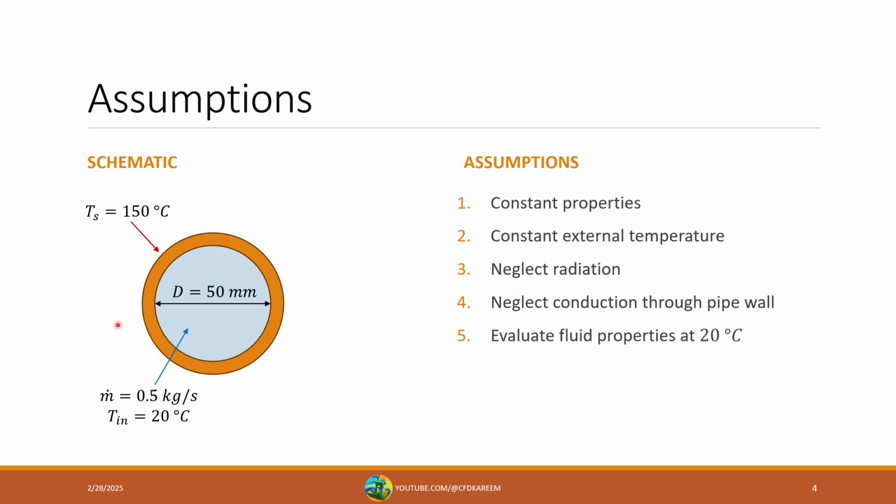Looking at a schematic, we have our pipe here, again with a diameter of 50 millimeters, our inlet flow at 20 degrees C and half a kilogram per second, and our surface temperature of 150 degrees C.